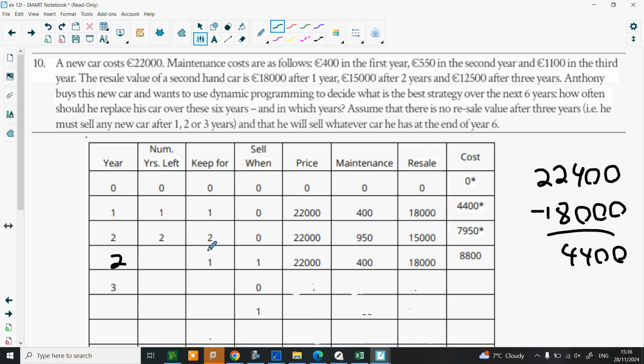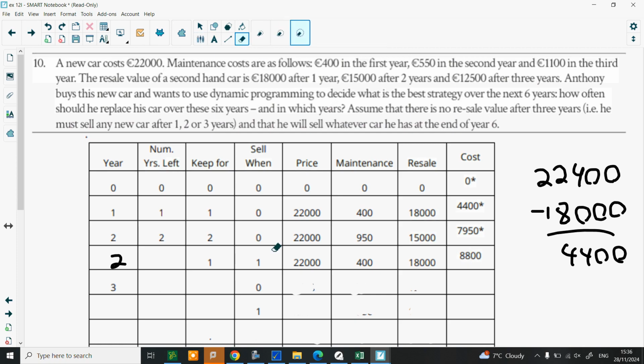So that's what that's saying. Keep for 1 year, sell with 1 year left. Sell when is time left, yeah? So 22,000 plus 400, 18,000. Now that's 4,400, but then you go back to when you have the car for only 1 year, which is the other 4,400, which gives it 8,800.